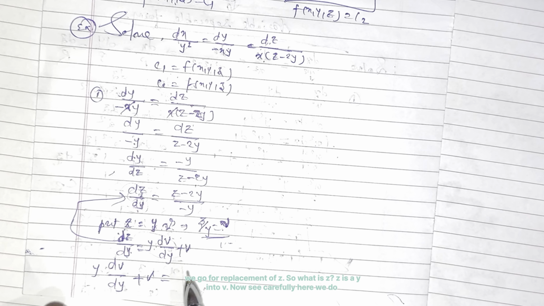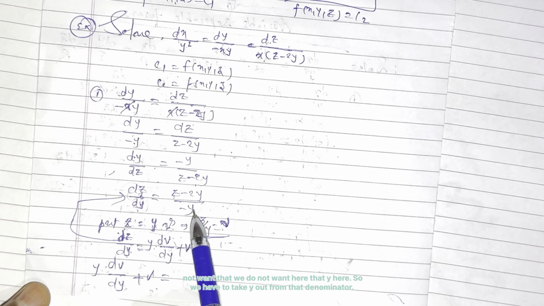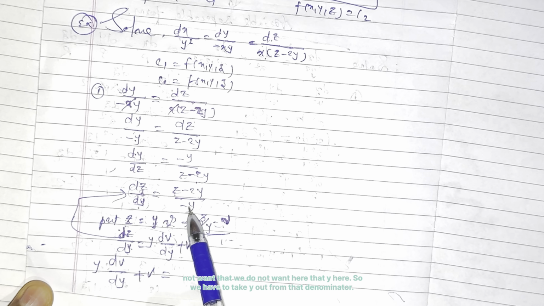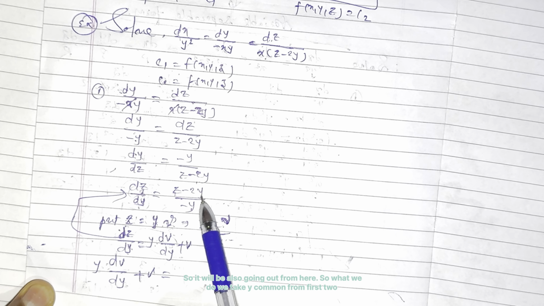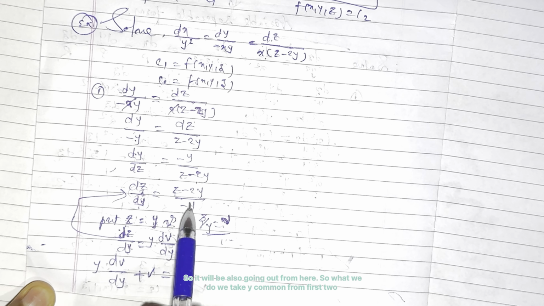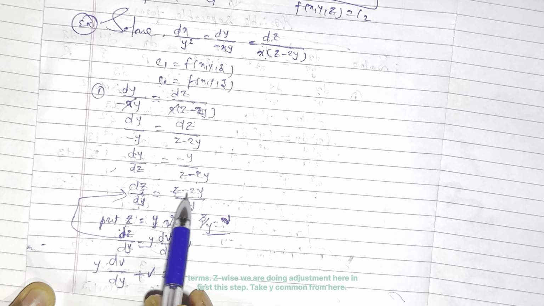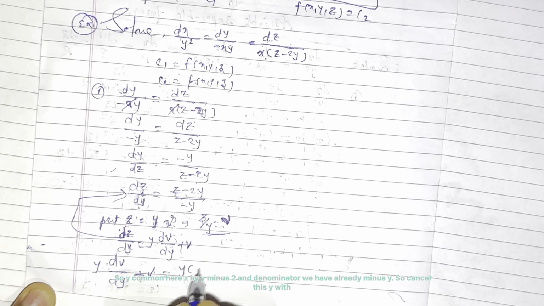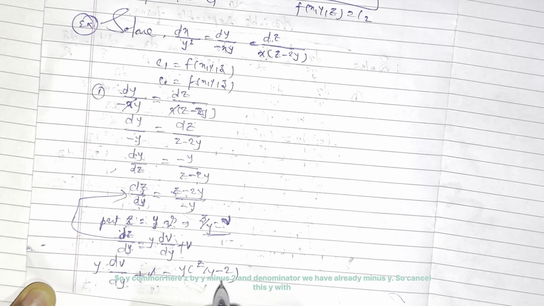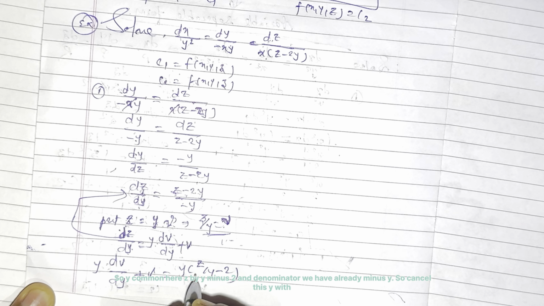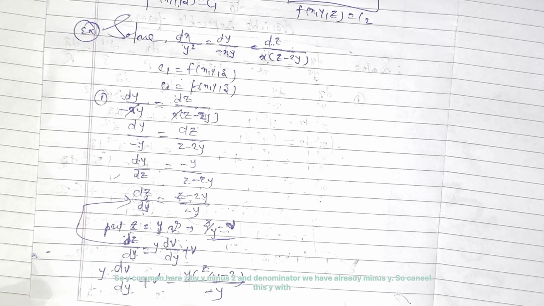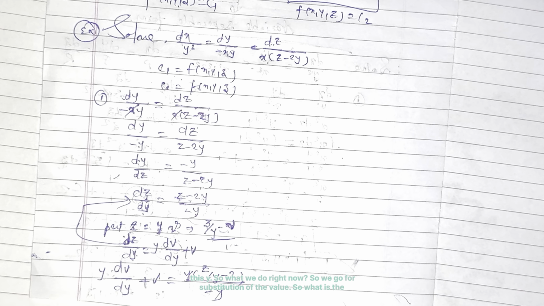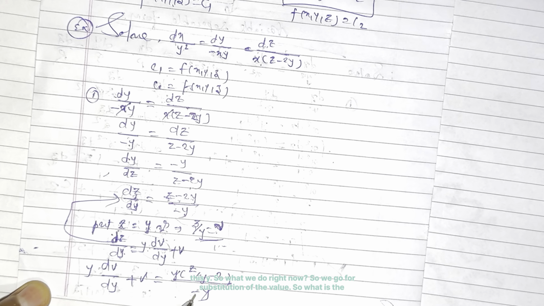Now see carefully here, we do not want that y here. So we have to take y out from that denominator, so it will also go out from here. So we take y common from the first two terms. We are doing adjustment here in the first step. Take y common from here, so y common here, z by y minus 2, and the denominator we have already minus y. So cancel this y with this y. So now we go for substitution of the value. The minus goes to be here.